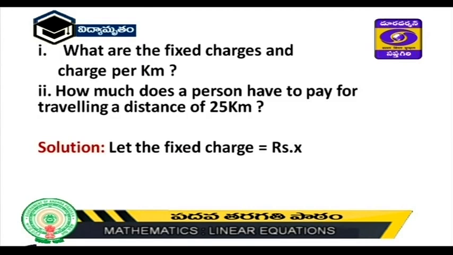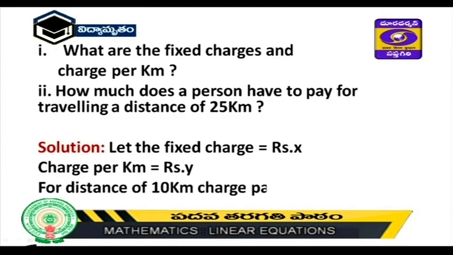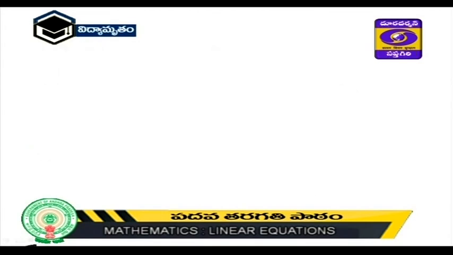Now, I will go to the solution. Here we have to find out the fixed charge. So, let us take the fixed charge as x rupees and the charge per kilometer as y rupees. For a distance of 10 kilometers, that means if a person travelled 10 kilometers, the charge paid is 220 rupees. That means the minimum charge plus the charge per kilometer. Here a person travelled 10 kilometers, so he paid 220 rupees. This can be written as the charge for minimum distance x rupees plus 10 kilometers, that is 10y. So, x plus 10y equal to 220.